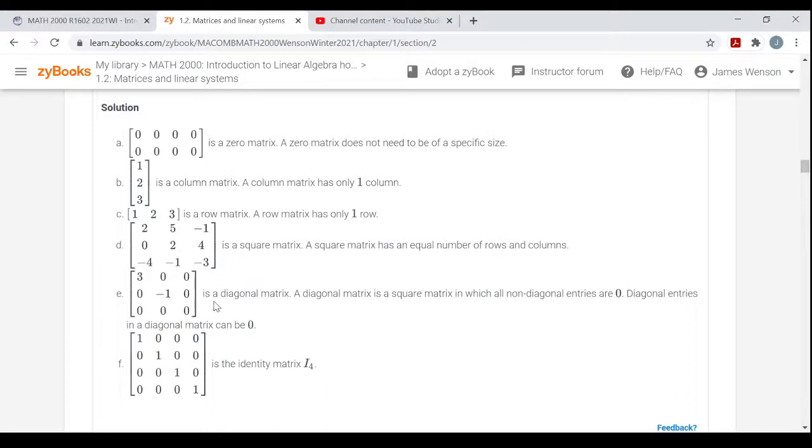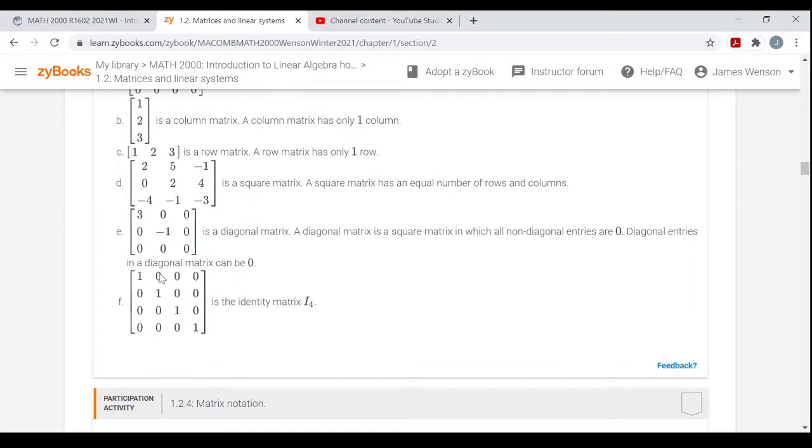Here's an example of a diagonal matrix, right? The main diagonal entries are 3, -1, and 0. But what makes a matrix a diagonal matrix is if it's square, 3 by 3 like this is, and all the non-diagonal entries are 0. So the ones off the main diagonal are 0, which you can see here, right? First row, second column, first row, third column, second row, third column, second row, first column, third row, first column, third row, second column. All those are 0s. And this would be the 4 by 4 identity matrix, or I4 in this book. 1's down the main diagonal and 0's everywhere else.